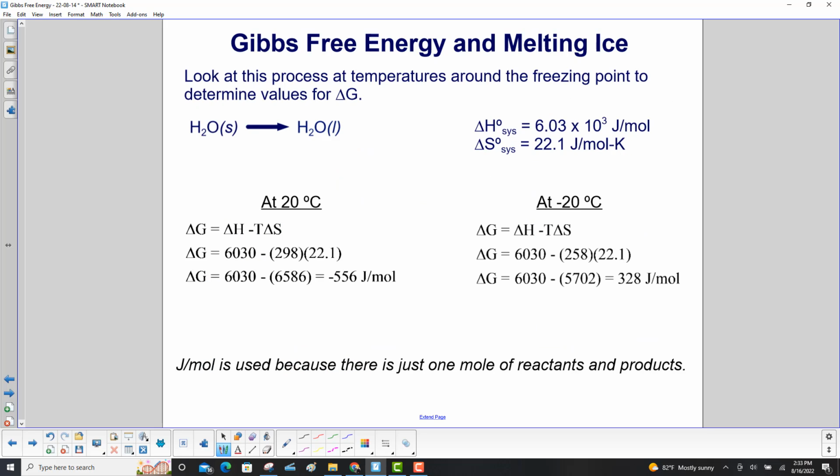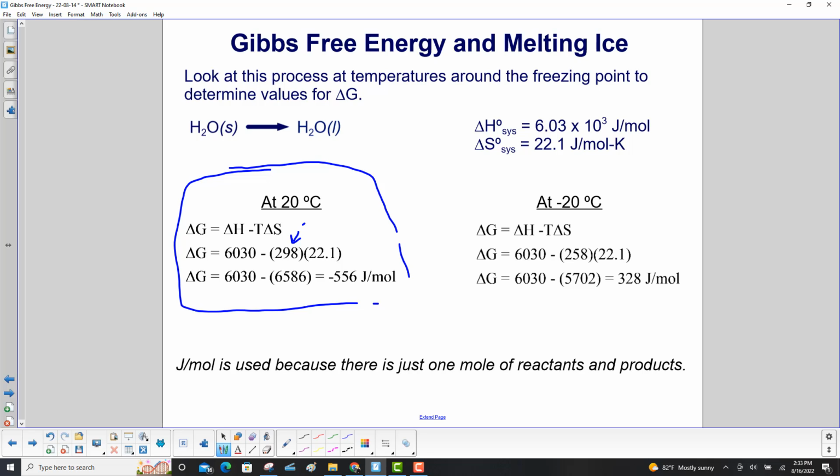On the previous slide, we said that ice would freeze at a temperature below 273 Kelvin or 0 degrees Celsius. Didn't really show you why, so we're going to show it to you right now. So at 20 degrees Celsius, let's find delta G. It's delta H minus T delta S. The 20 degrees is a trick. You don't want to put that in here. You want to put the Kelvin temperature. And you find that delta G at 20 degrees Celsius is minus 556 joules per mole.